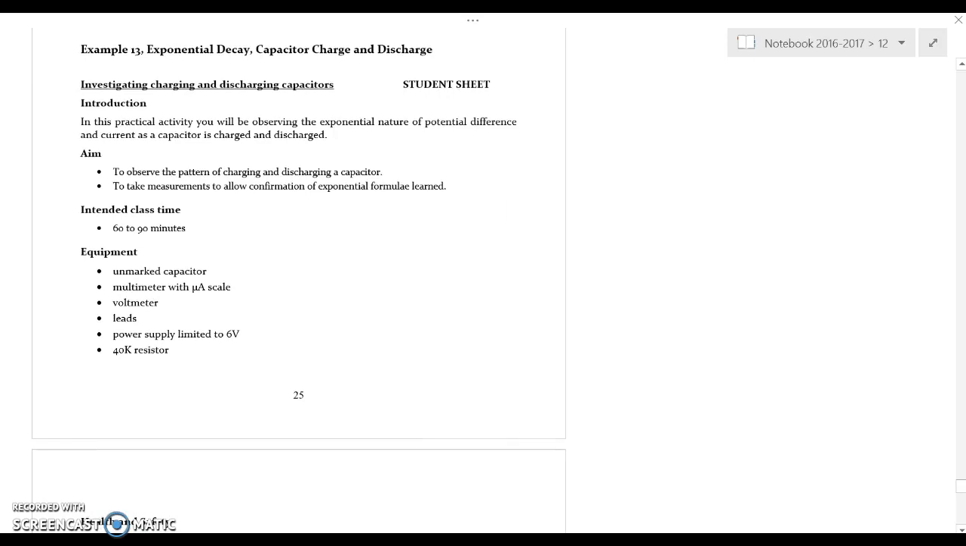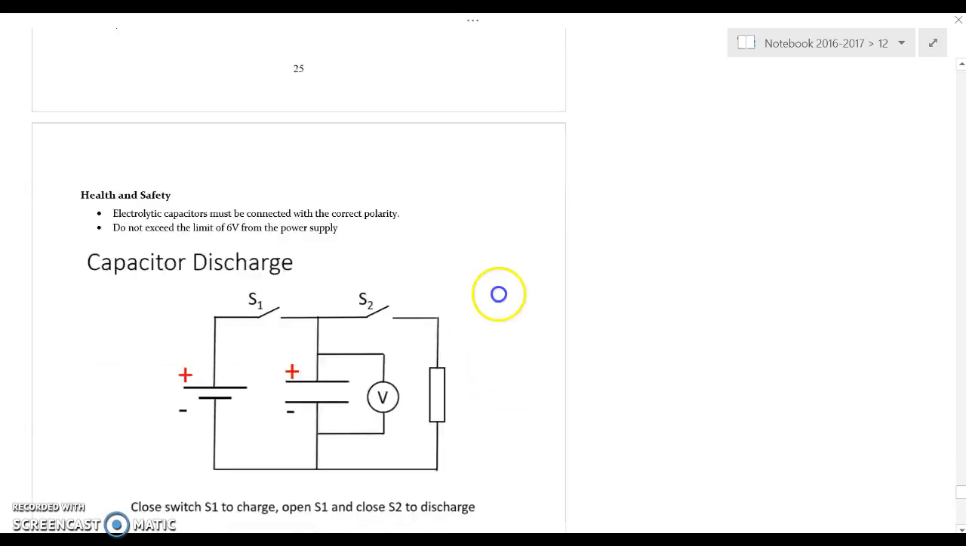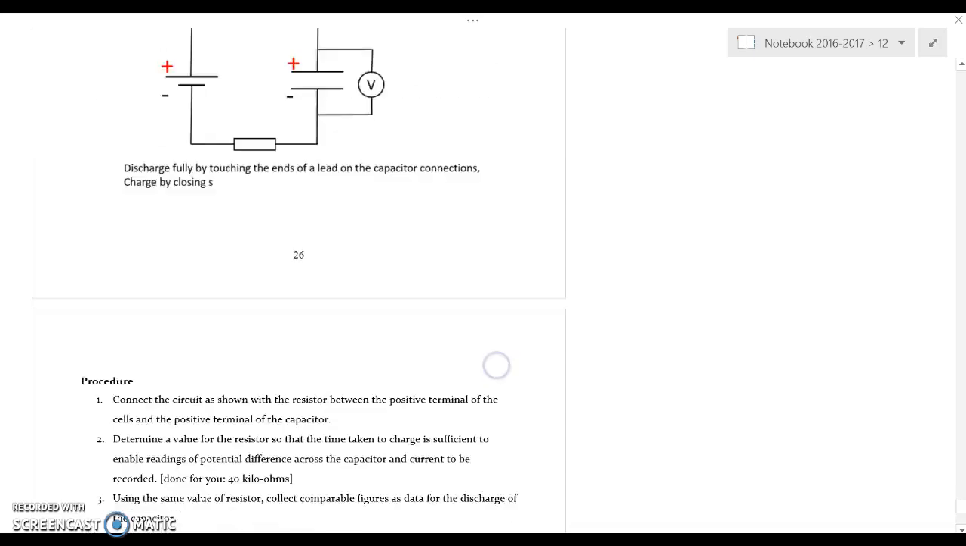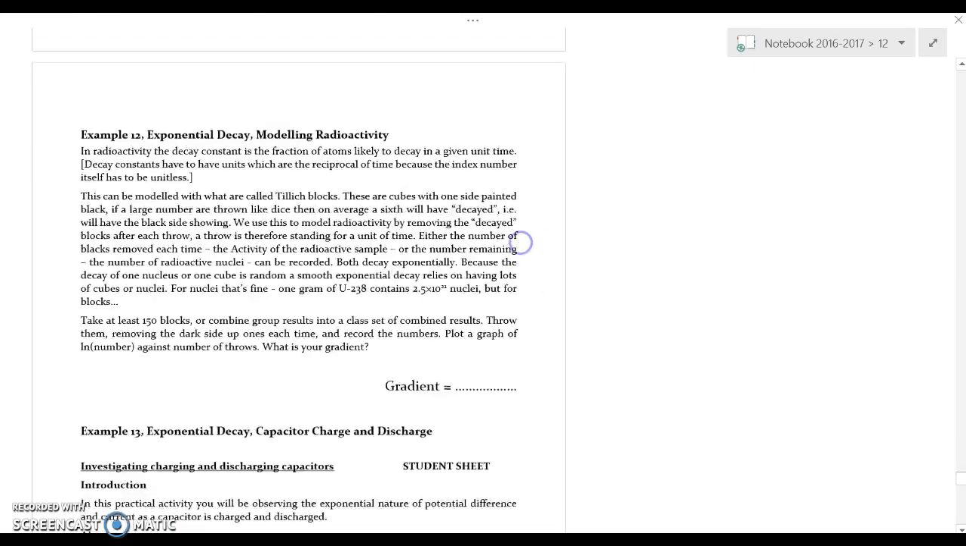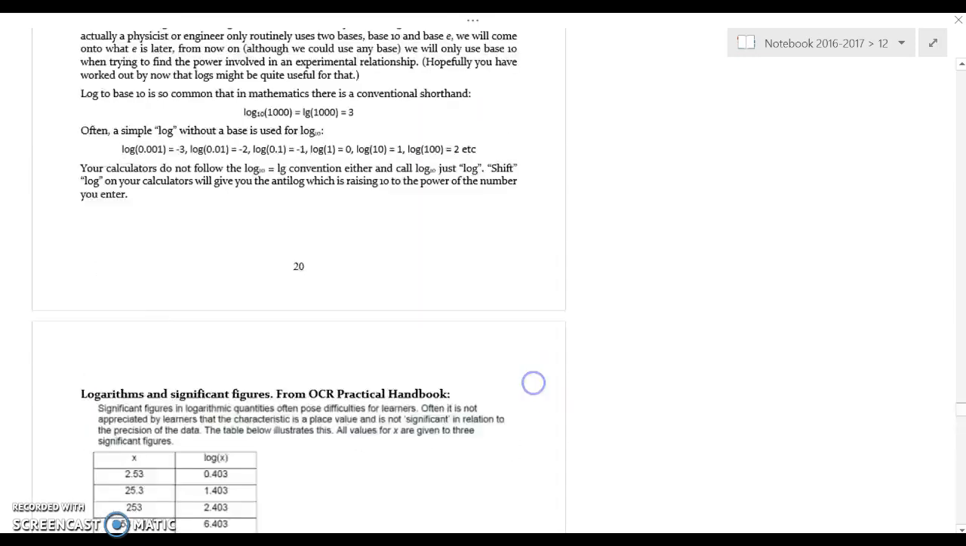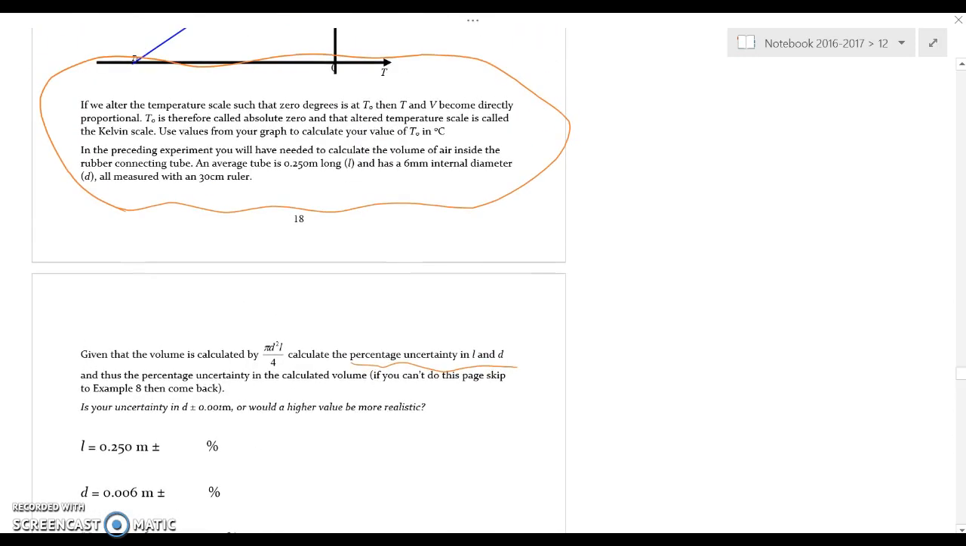Example 13 is a PAG. You will do this again with me or your other teacher. I'm not going to cover that here, but I will say that you need to understand everything which has been covered in the remainder of the booklet to do well at this PAG. It involves all the skills which you've picked up by working through this workbook. Good luck!